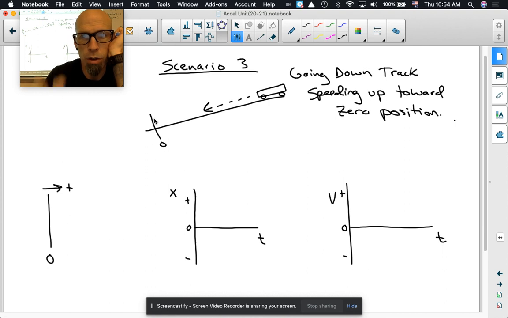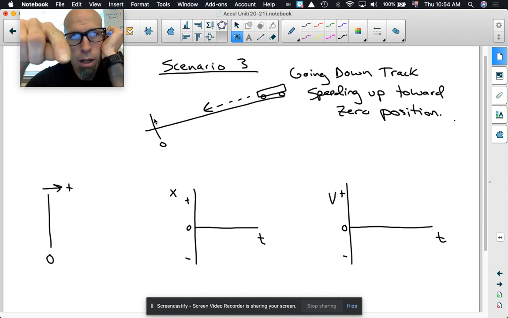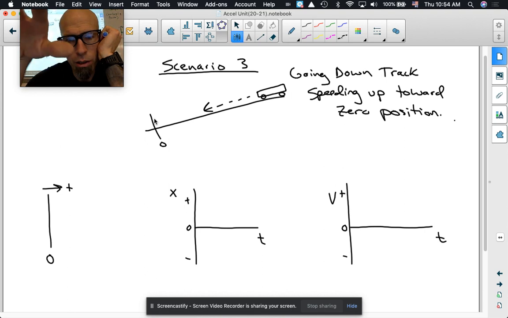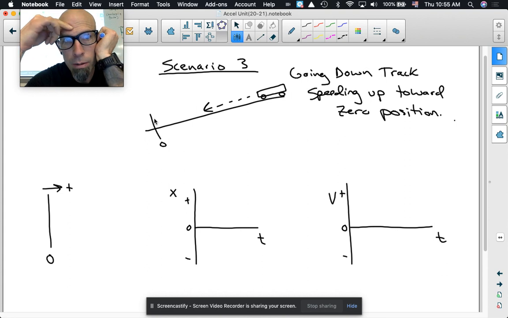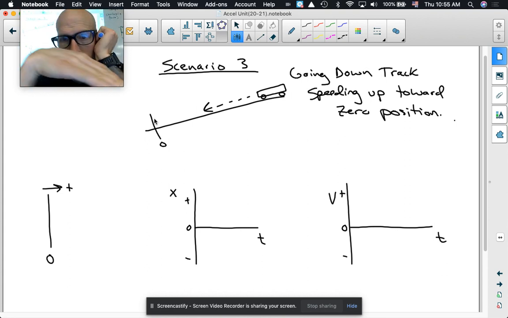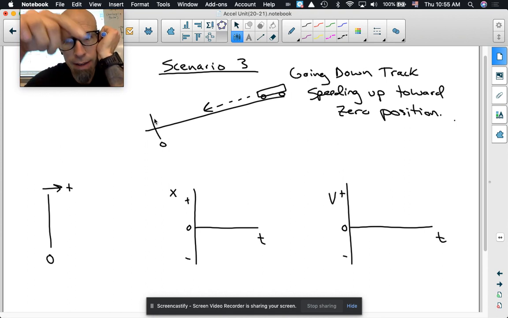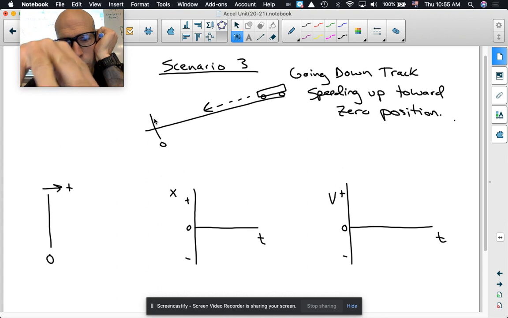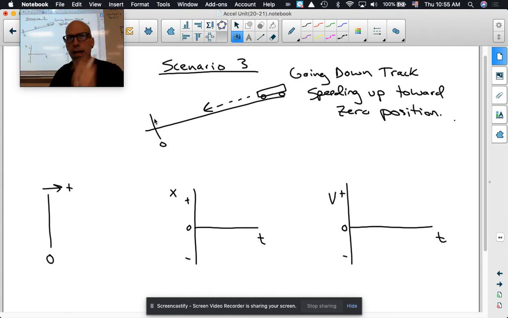All right, so think about that. We have a go car that's in a positive position away from the zero. It's traveling in a negative direction. It's going toward the zero from the positive side, negative direction, and it's getting faster as it goes. So it starts in a positive position, not moving, speeding up as it goes down. So pause the video, try to figure that out, sketch that out, and then come back.